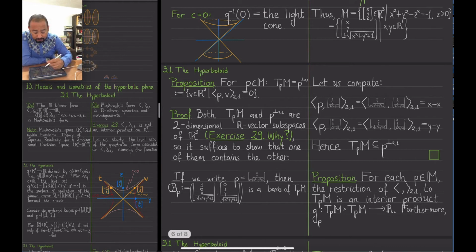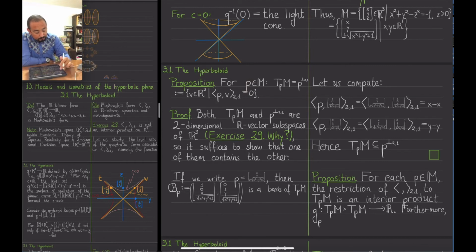So the first thing is that both of them are two-dimensional vector subspaces of R3, right? This one is a two-dimensional vector subspace of R3, let's say by Calc 3, right? And this one really is by the non-degeneracy of the Minkowski form, because being in M, P is not 0, right?